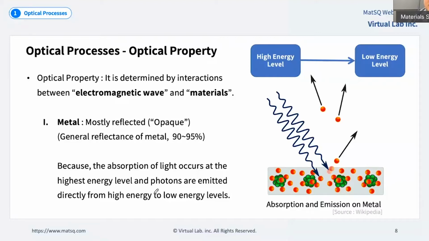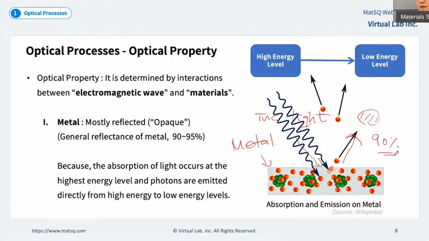How can we see the color of metal? Suppose that this is a metal. We can see the color of metal, right? It's quite simple. At the metal surface or near the surface, most of the incident light is reflected. This is the incident light, so it arrives at the surface, and most of the light comes back through here. The general reflectance of metals is more than 90%.